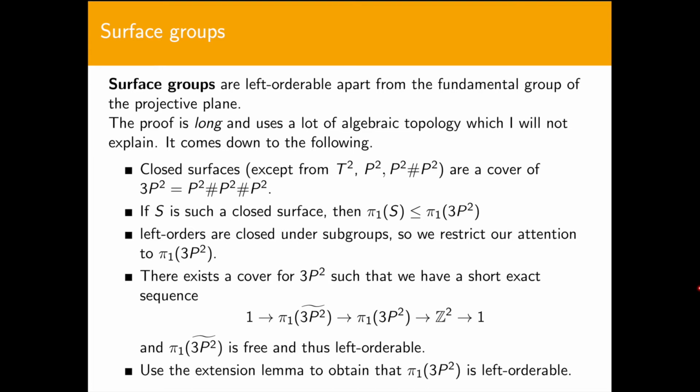Now, what you can do is find a cover for this connected sum such that we get a short exact sequence, 1 to the fundamental group of this cover, to the fundamental group of your connected sum, to Z squared, to 1, such that the fundamental group of the cover is free and thus left-orderable. Now you use the extension lemma to obtain that pi_1 of the connected sum of three projective planes is left-orderable.